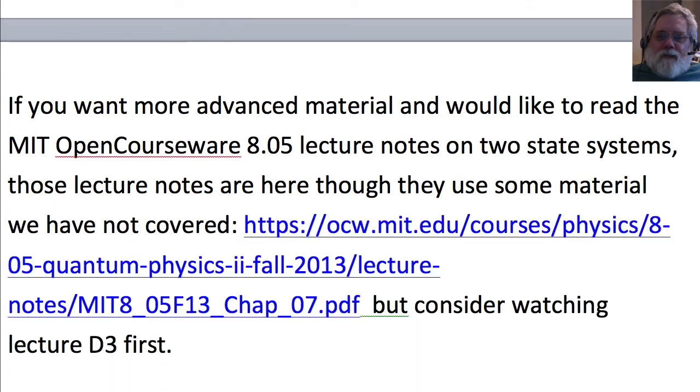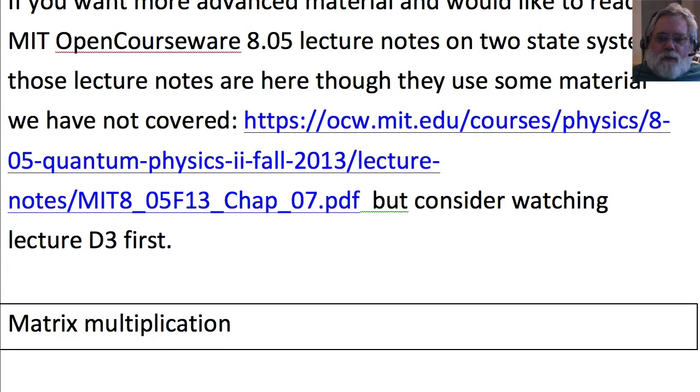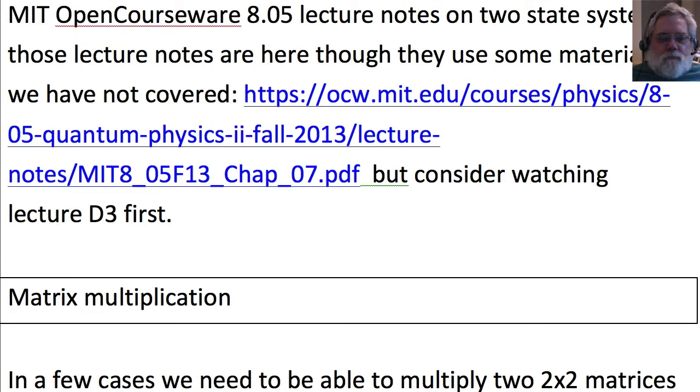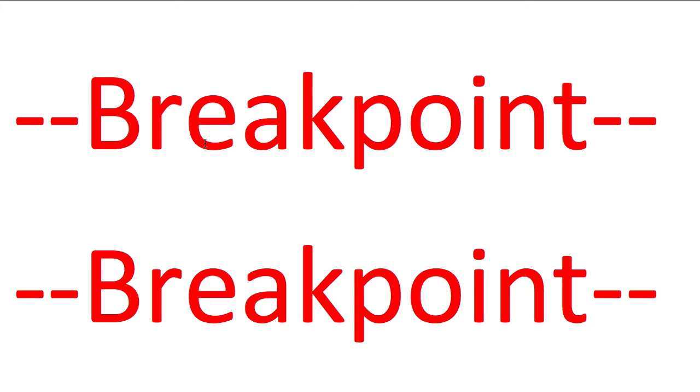If you want more advanced material, you'd like to read the MIT OpenCourseWare 8.05 lecture notes on two-state systems. Those lecture notes are here at this link, but they do use some material we have not covered, and probably you should watch lecture D3 on spin 1/2 before you go to these lecture notes. You don't have to for my course. This is only for people who want to jump ahead to the MIT course. This is a possible time to take a break.